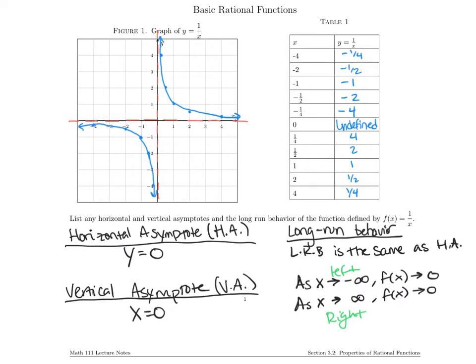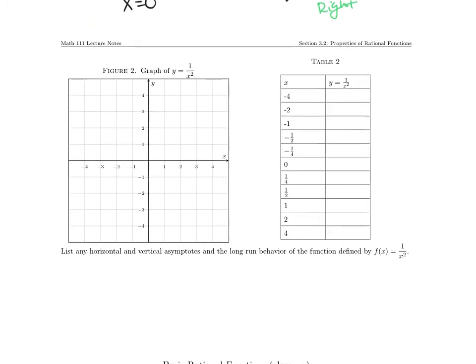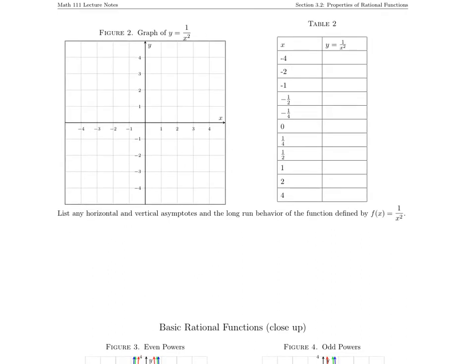So this is our parent graph for 1 over x, but what if we have something a little bit different? What about if there's a power in the denominator? So what about 1 over x squared? What is that going to look like? This is in fact a different parent graph depending on what we're dealing with. I'm hoping that you've seen the first one before. You may not have seen this one.